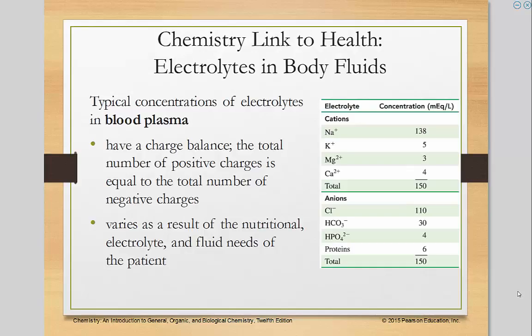Alright, so when we're looking at blood plasma, typical concentrations of electrolytes of blood plasma is right here. They have to have a total charge balance. The total number of positive charges equal the total number of negative charges, and it varies as the result of the nutritional electrolyte and fluid needs in the patient. So here we have 150 positives and 150 negatives.